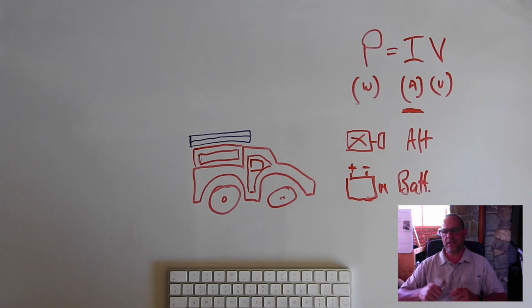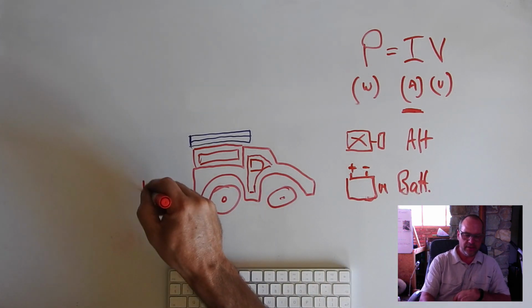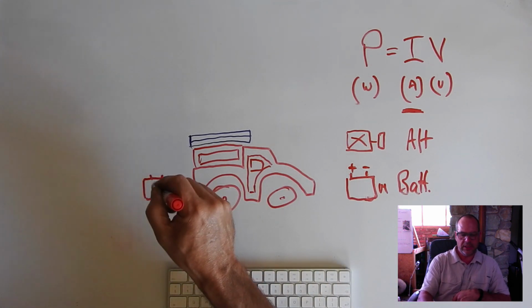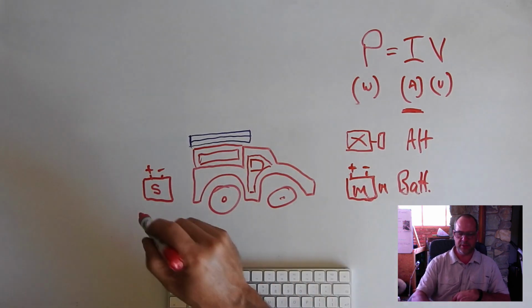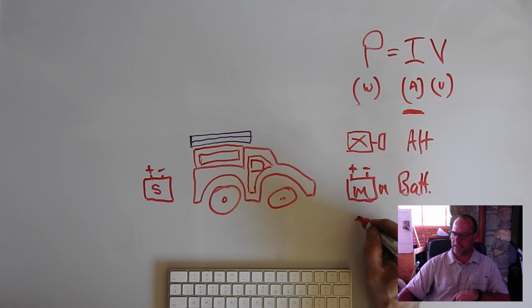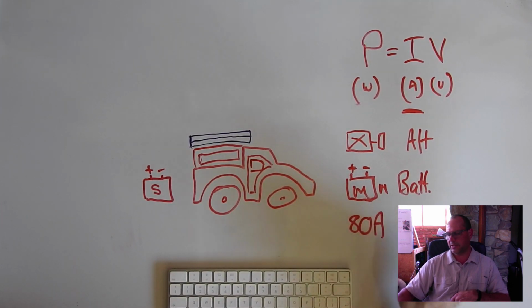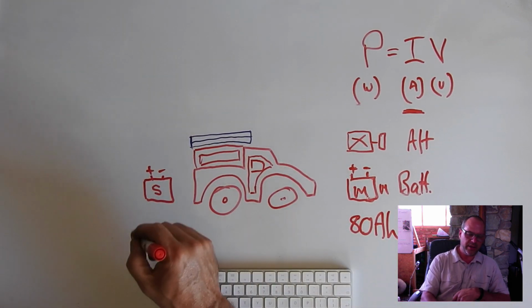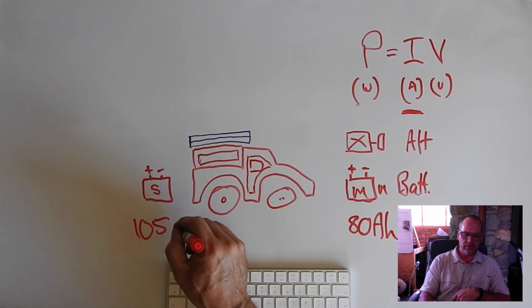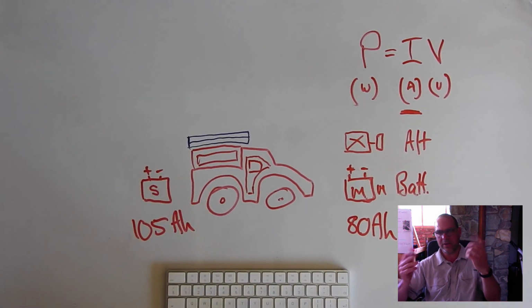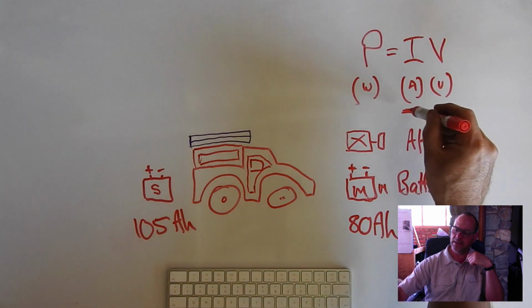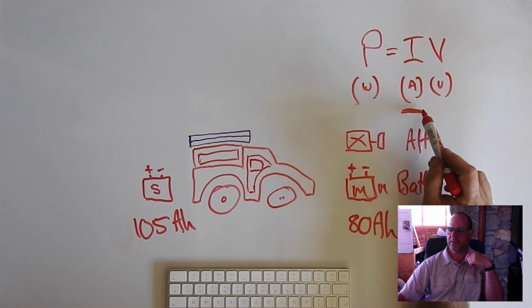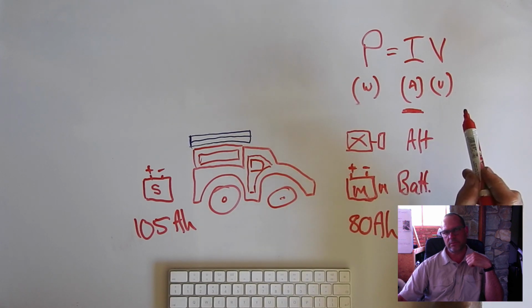Alright, so let's look at an example of the whole system. Let's say I have a secondary battery in my vehicle. This is my main, this is my secondary. The main battery is, in typical vehicles, an 80 amp hour battery. The second battery, what everybody knows, is 105 amp hours. Now, what is an amp hour? Basically, an amp hour is, if in my equation I take the amps for 1 hour, that will give me 1 amp hour.